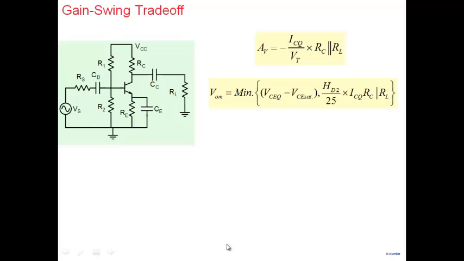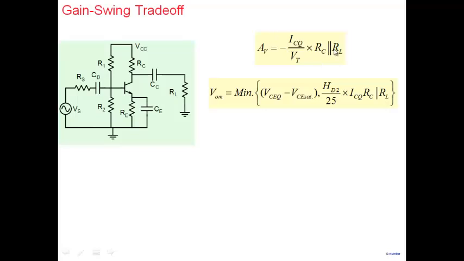So we've seen now the gain, input, and output resistance trade-off. There's a gain and swing trade-off, output swing here. So here is an expression for gain. AV is ICQ, RC parallel RL here. And we have seen that the swing is a minimum of these two terms, VCQ minus VCSAT, and the term over here.